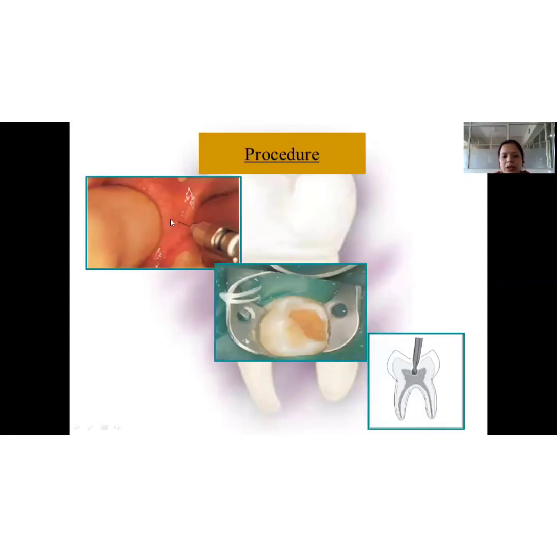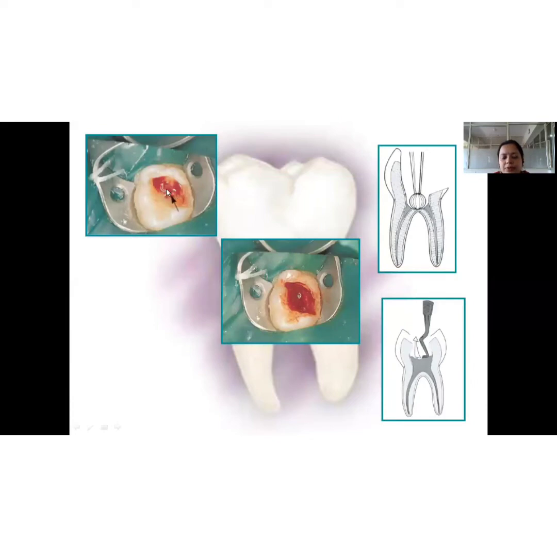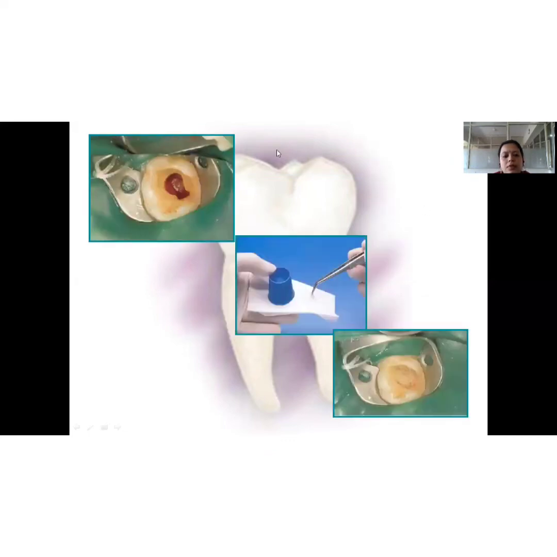Now the procedure. First of all, we give local anesthesia, then isolate the tooth by placing a rubber dam, with a close-fit hand piece to remove the carious portion. Pulp is exposed. The whole of the coronal pulp is removed with the help of a spoon excavator like this. Now bleeding is stopped and the radicular orifice is seen.